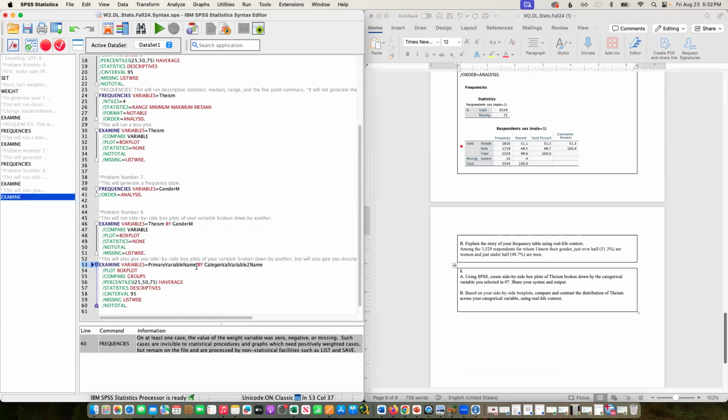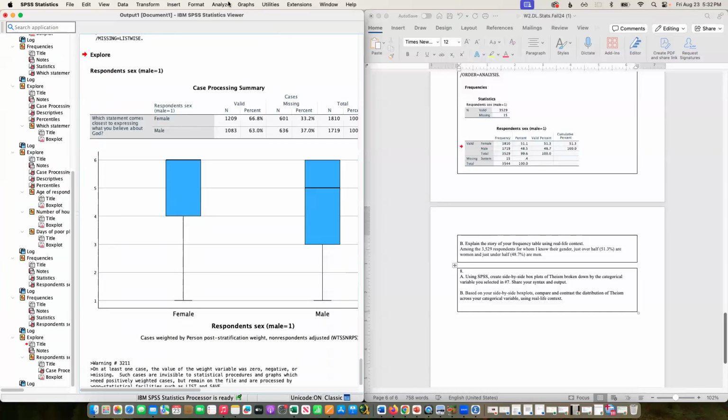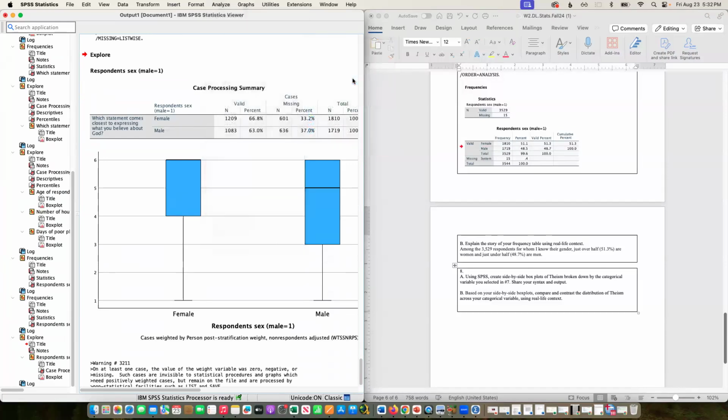So I can do that. If I do this, it's just also going to break down. It'll show me both of their medians, both of their means, etc. But for this one, I'm just going to do the box plots. I'm going to click play. Or I can again go analyze, descriptive statistics, explore.